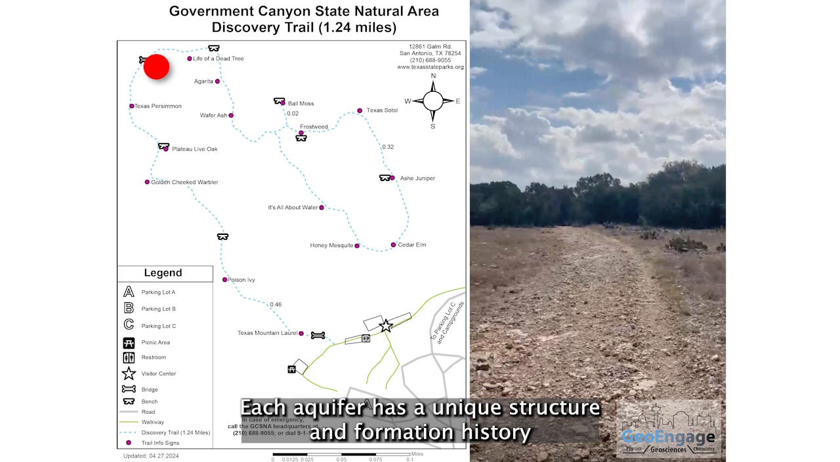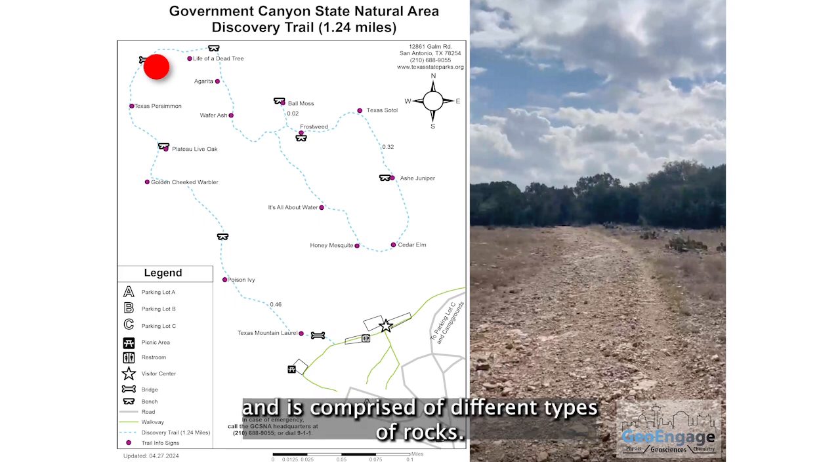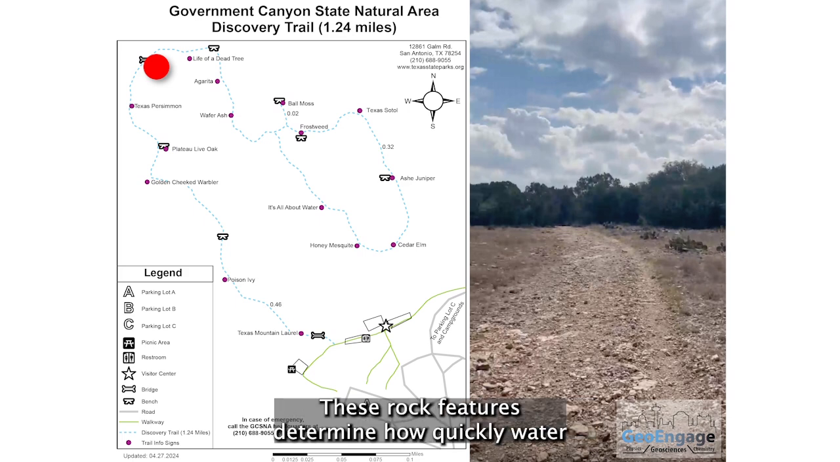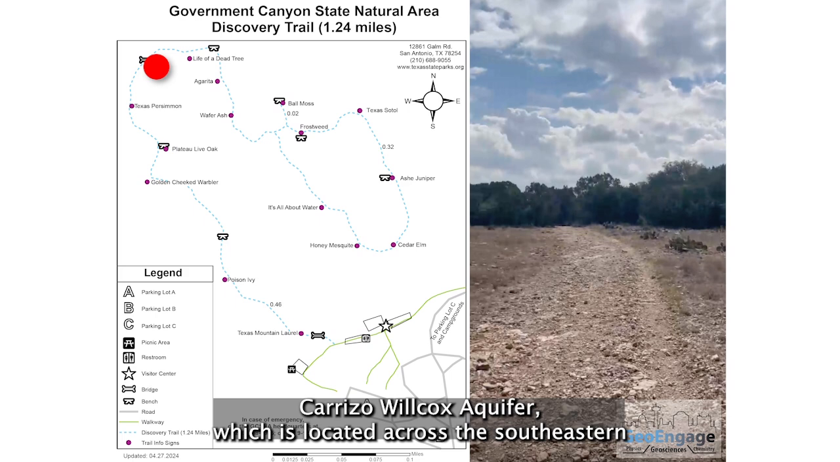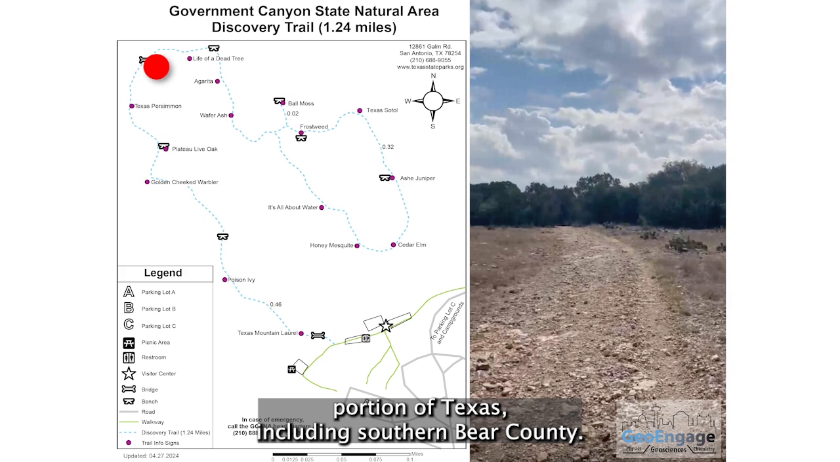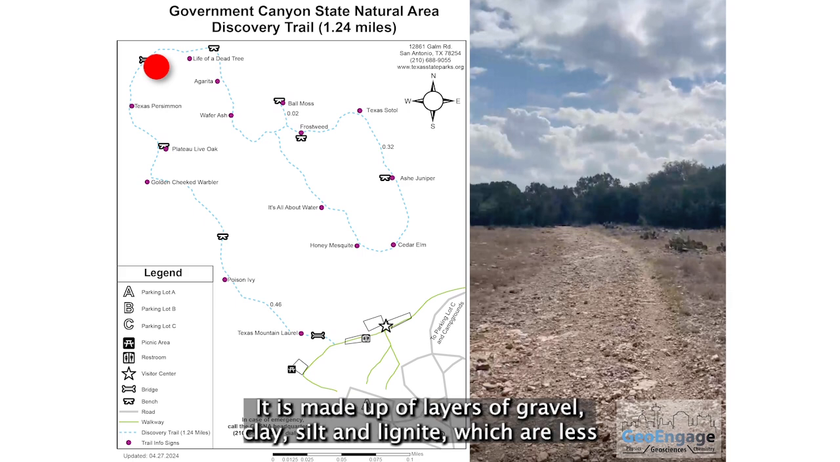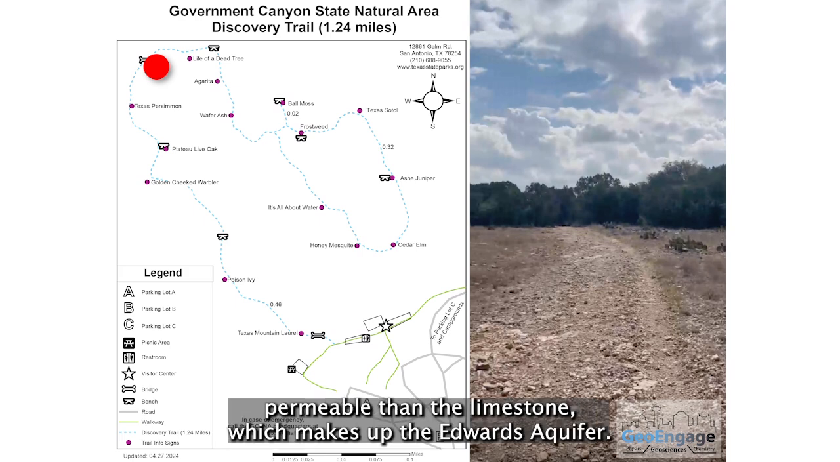Each aquifer has a unique structure and formation history and is comprised of different types of rocks. These rock features determine how quickly water in that specific aquifer can flow and fill. Let's consider the Carrizo-Wilcox Aquifer, which is located across the southeastern portion of Texas, including southern Bexar County. It is made up of layers of gravel, clay, silt, and lignite, which are less permeable than the limestone which makes up the Edwards Aquifer.